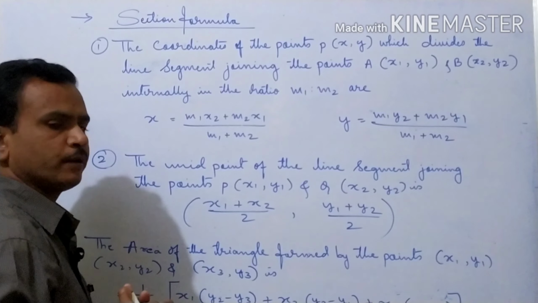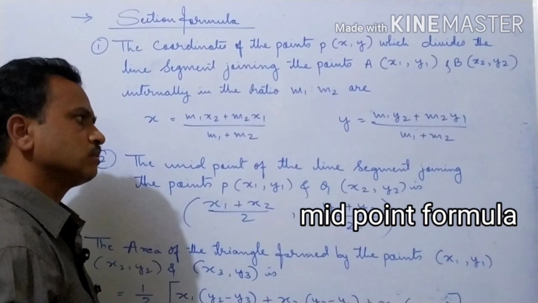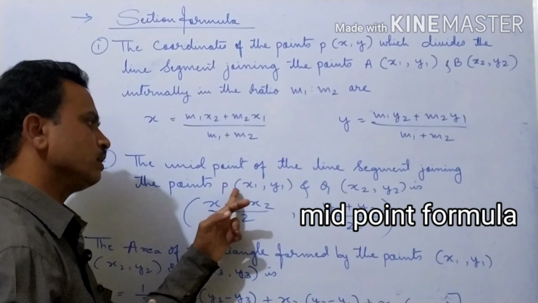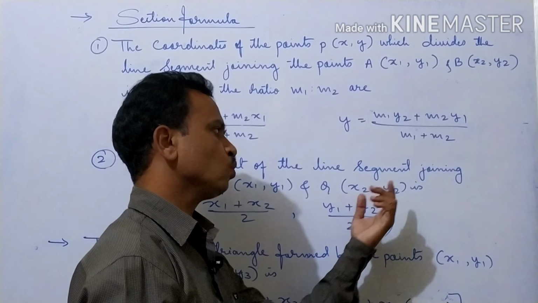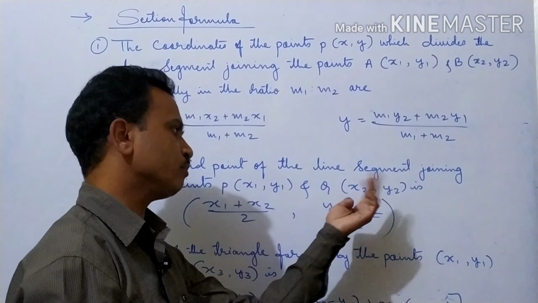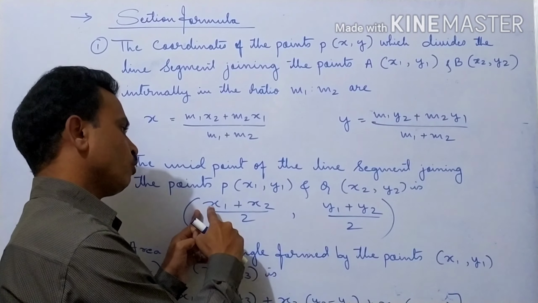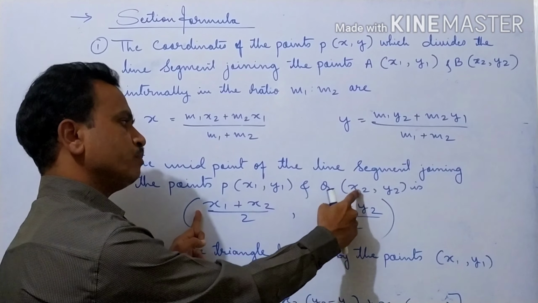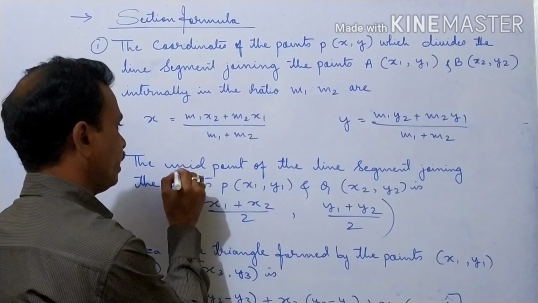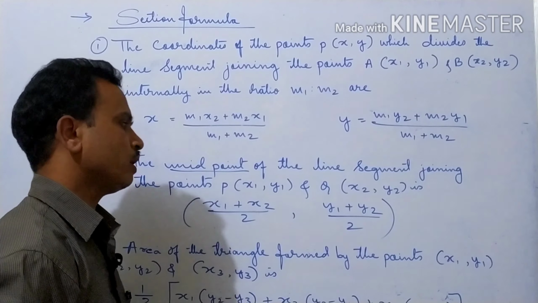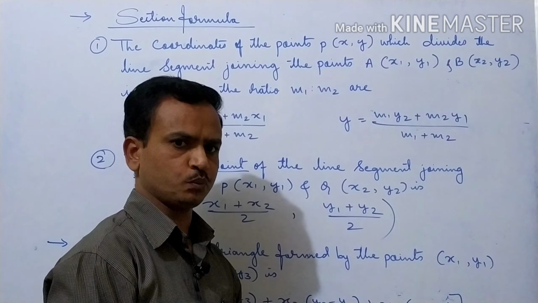Then next point, the midpoint of the line segment joining the points P(x1, y1) and Q(x2, y2). To find the midpoint, your formula is (x1 plus x2) whole divided by 2, and next (y1 plus y2) whole divided by 2.